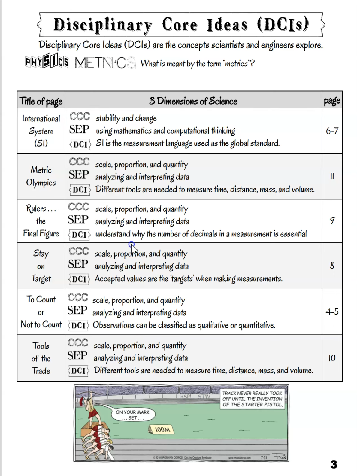The DCIs are basically, what's the main idea? What's your learning objective from that particular page? What did your teacher repeat over and over and over as the important thing to take away from that day's lesson? In all future study guides, the middle portion here will be blank.